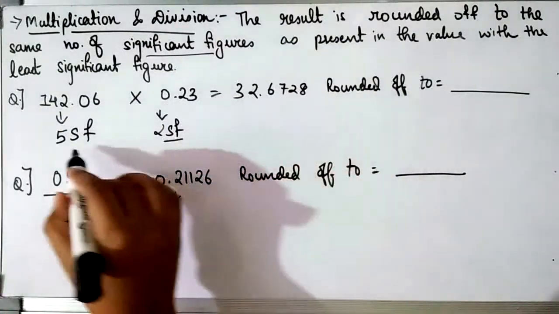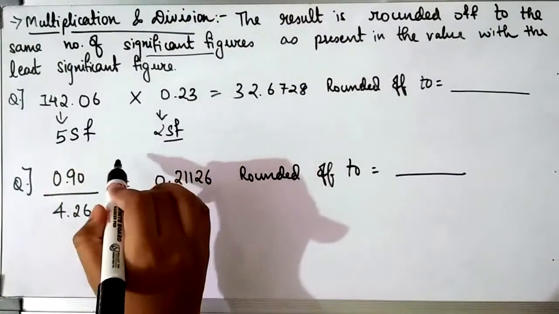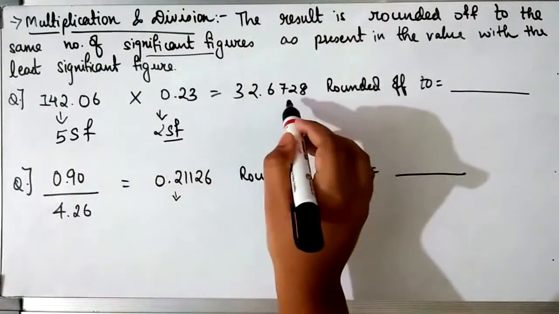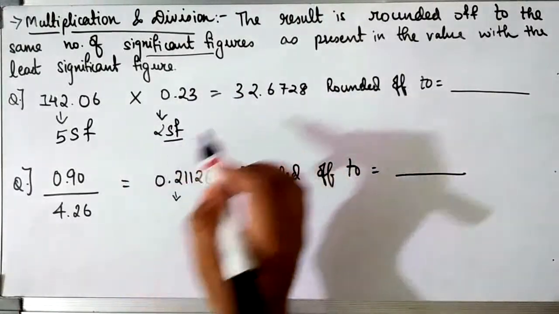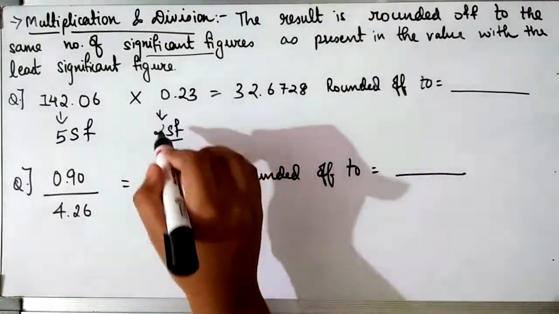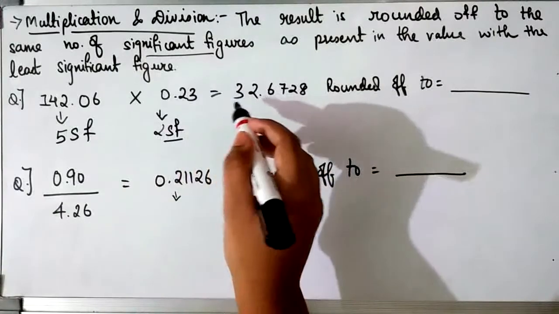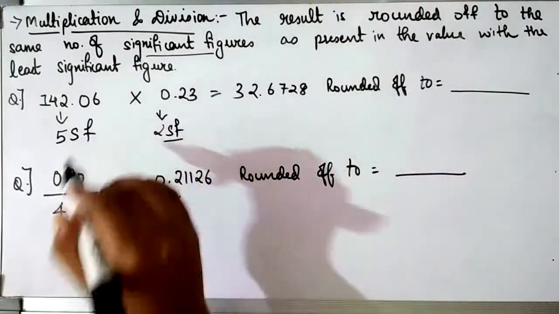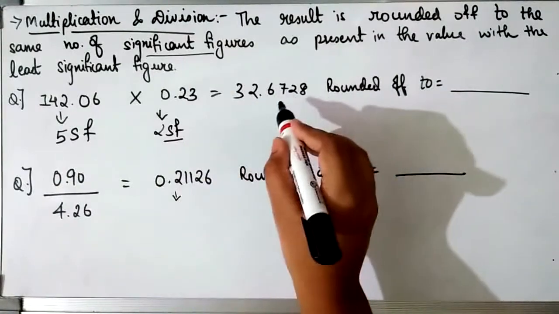Okay. Now which is the least significant figure in both of them? Definitely 2 is the least significant figure. So our result also should be rounded off to the value which is having the least significant figures. That is, it should be rounded off to 2 significant figures, because 2 is the least in both of the values. So this is our result.